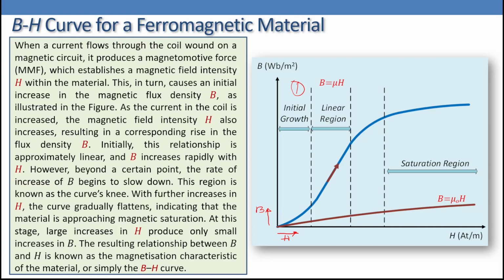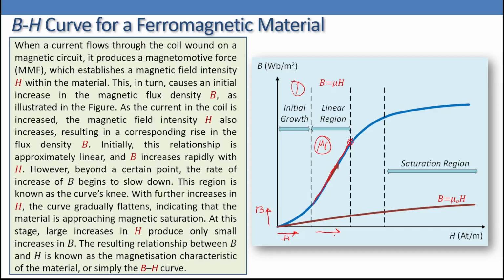So after this region, B rises quickly. So look here. B rises quickly in a linear manner if H increases. So that one is region number 2 where B equals mu H, and mu equals mu naught mu R, and mu R is constant in this region. That one is called the linear region until we reach this point.